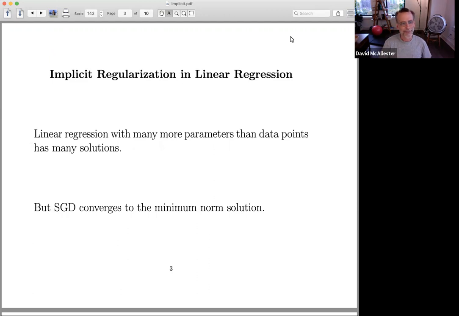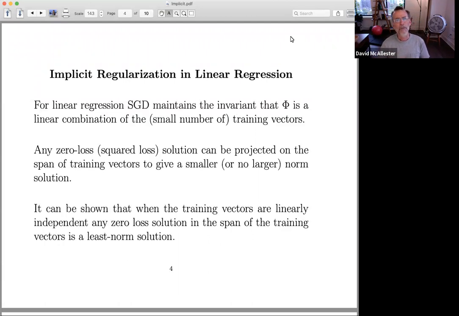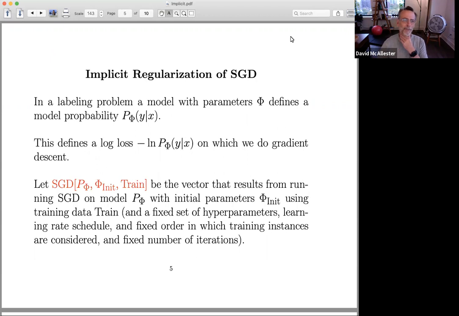I just said this slide. Linear regression converges to a minimum norm solution. So that's an example of implicit regularization. Implicit in the SGD algorithm on that loss is the minimum norm property. All right, I've just got ahead of myself in the slides. I'm going to skip to the next slide.